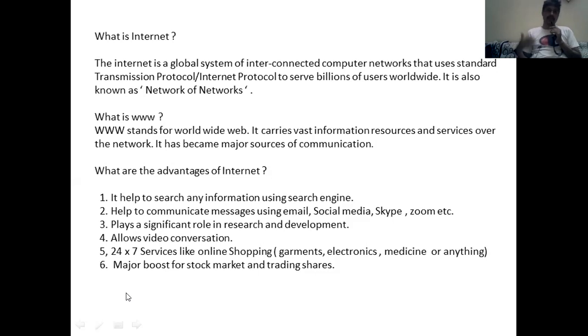Again, with the help of the internet, we can do different kinds of shopping, including government shopping, electronic shopping, medicine shopping, or anything. When you do that with the help of the internet, it is called internet shopping.